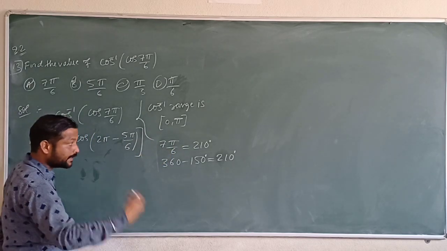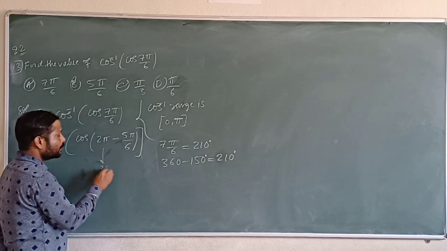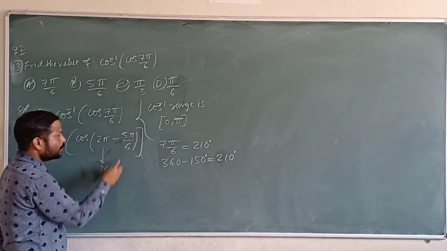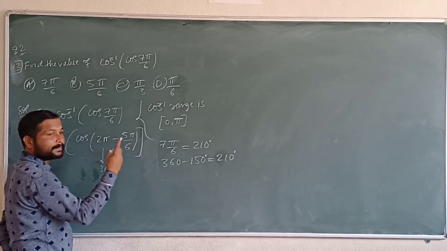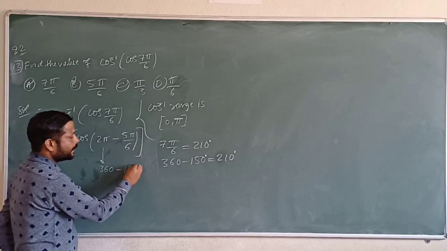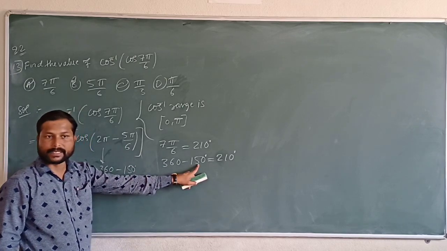If you want, let me check with degrees. 2 pi means how much? 360 degrees minus 5 pi by 6. 5 by 6 means 30, 35 is 150 degrees now, right?